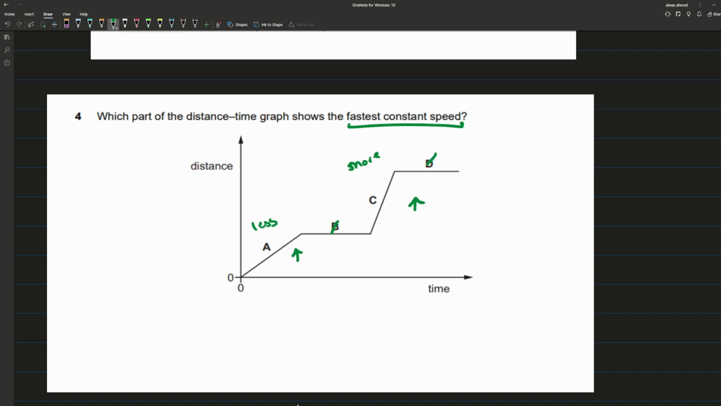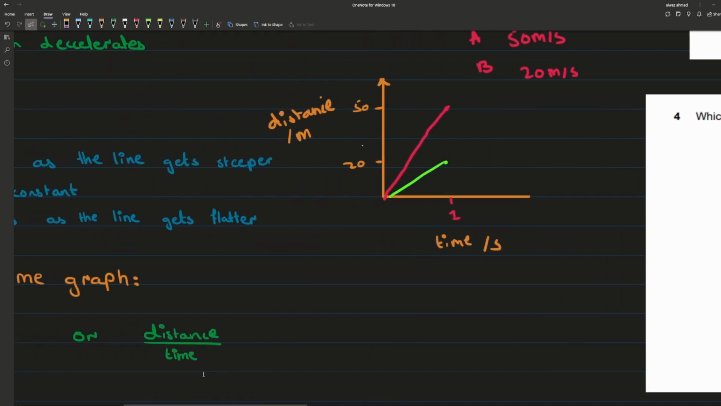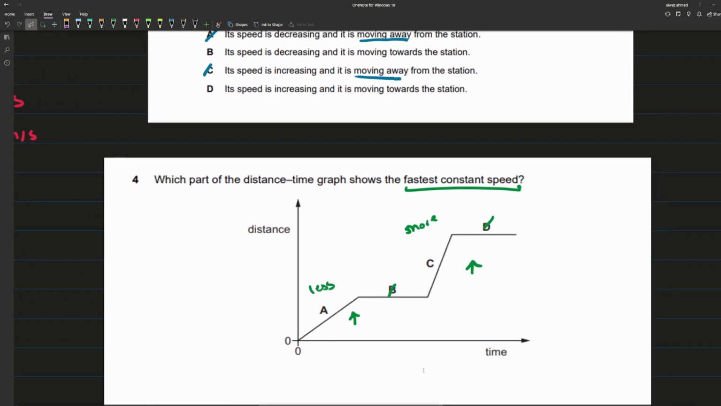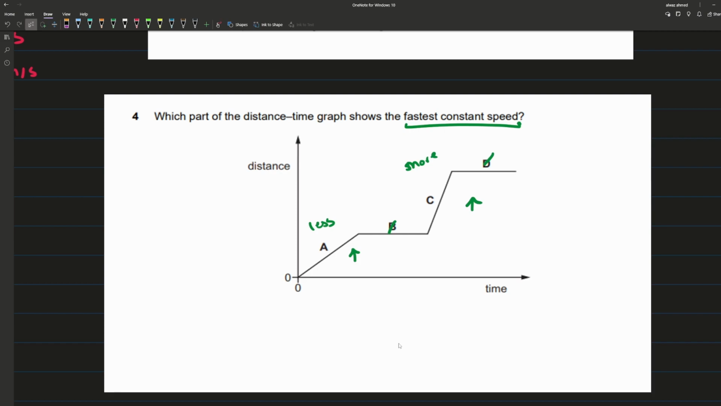Now if we recall, we know that the steepness of the graph is directly linked to the speed of the object, because in this example right here, we saw that A, which is represented using this line, is steeper, and B, which is represented using this line, is less steep. So as our speed or velocity increases, the steepness of the graph also increases. So if you're looking for the fastest constant speed, we can see that the gradient of the line C is higher, thus C is the correct answer.